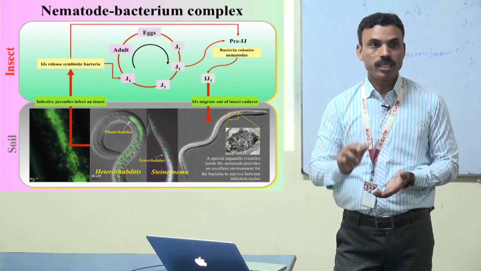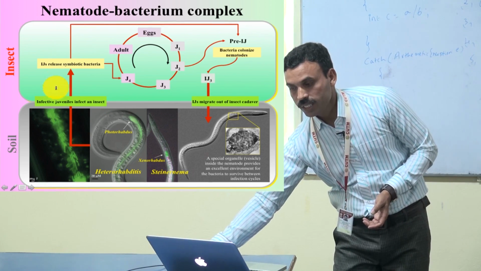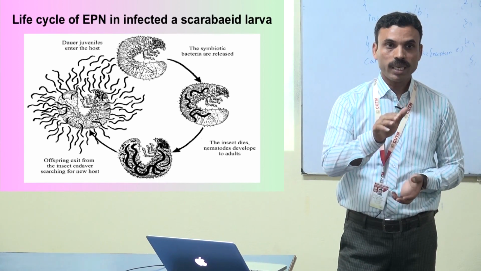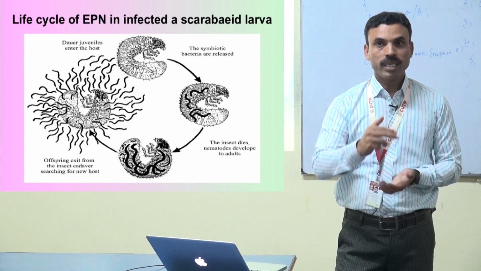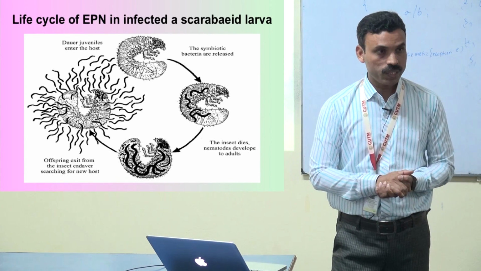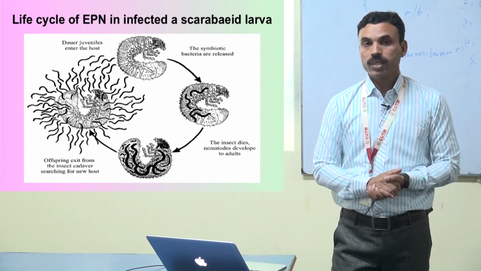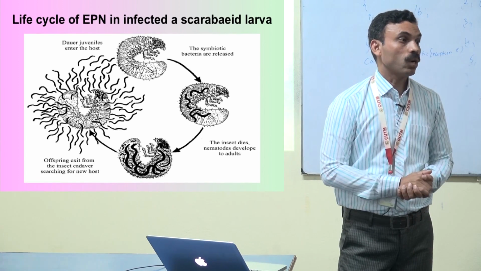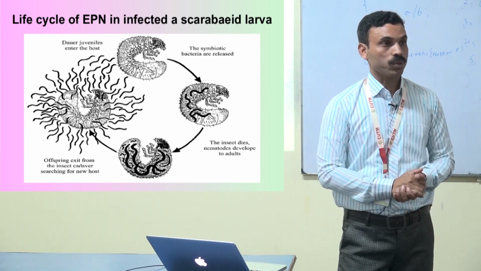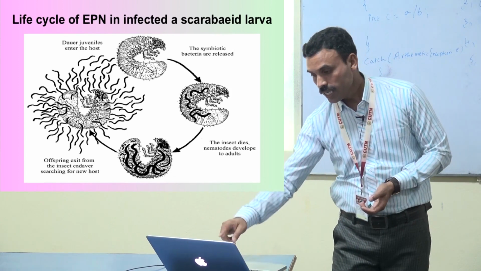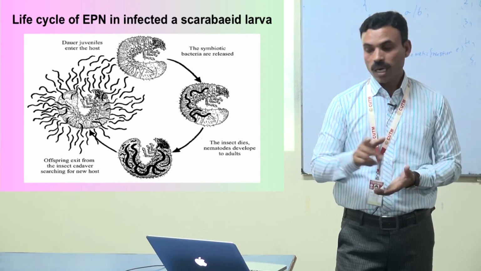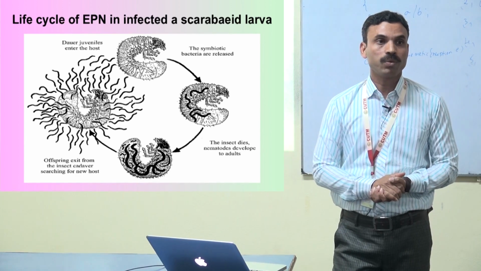How does it do that? When the nematode, after sensing, enters an insect, it releases the bacteria. At a certain specific pH level, these bacteria start multiplying. During multiplication, they produce toxins, proteases and other enzymes which degrade the tissues of the host. Then the nematodes feed on the host tissues and continue multiplying for 2-3 generations.